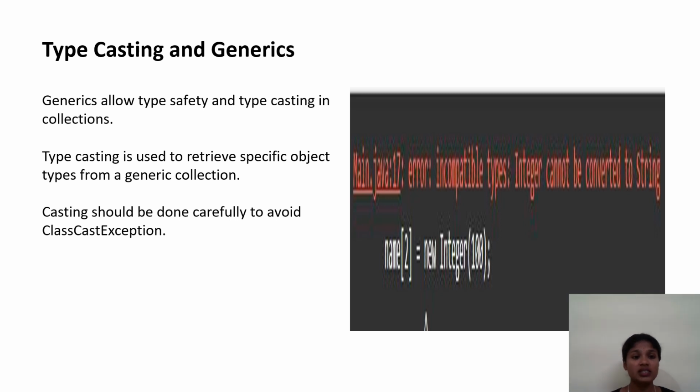Typecasting and generics. Generics allow type safety and typecasting in collections. Typecasting is used to retrieve specific object types from a generic collection. Casting should be done carefully to avoid the ClassCastException.